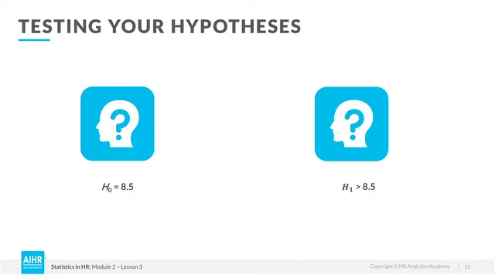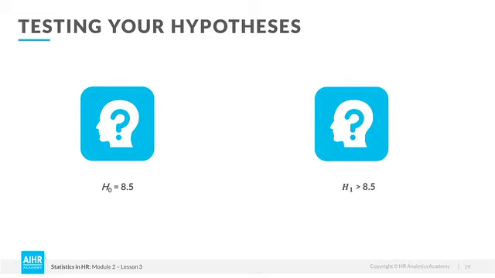Let's go back to our example of wanting to test whether people work for longer hours than before. The null hypothesis in this situation is that people do still work for 8.5 hours a day. Or in statistical terms, H0 equals 8.5. The alternative hypothesis is that employees do, in fact, work for longer hours, or in statistical terms, H1 is larger than 8.5. The null hypothesis and alternative hypothesis are what we call mathematical opposites. Both cannot be true at the same time.